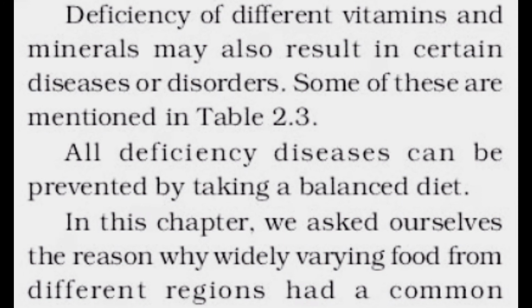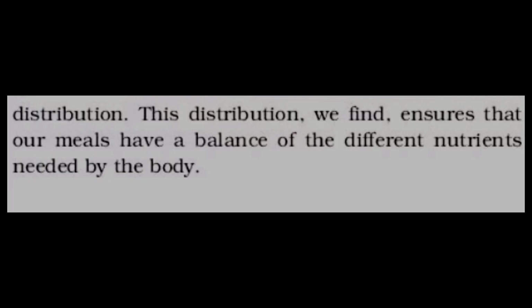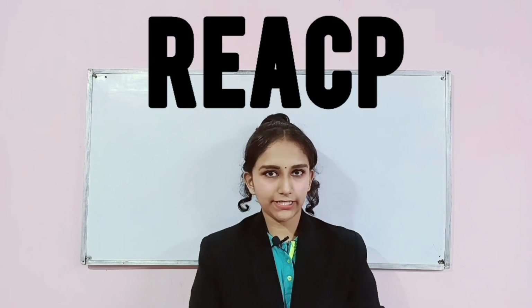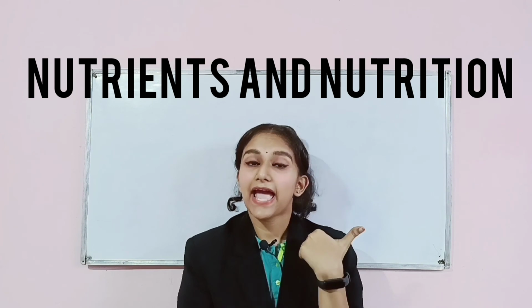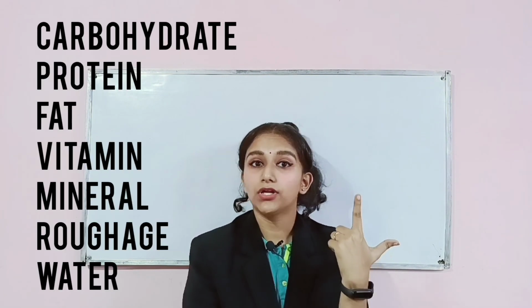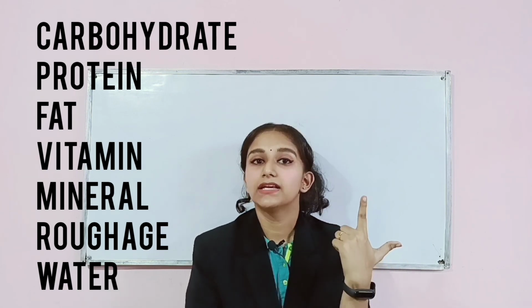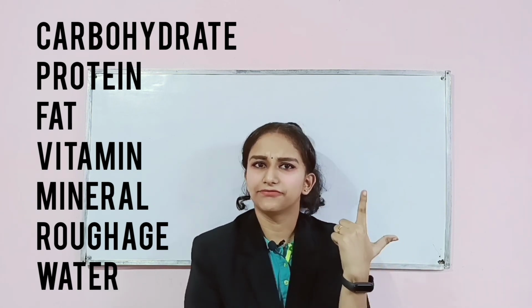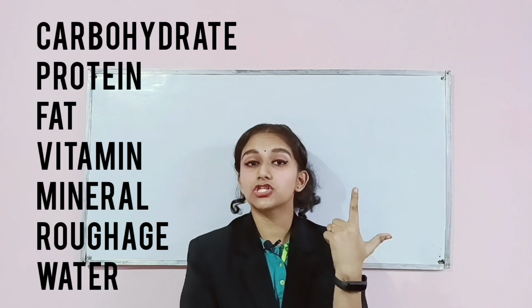In this chapter, we asked ourselves the reason why widely varying foods from different regions have a common distribution. This distribution, we find, ensures that our meals have a balance of the different nutrients needed by the body. Let us quickly recap what we learned in this video. At first, we saw the different nutrients and what nutrition is. Second, we learned about all these nutrients in detail: carbohydrate, protein, fat, vitamin, mineral, along with roughage and water.